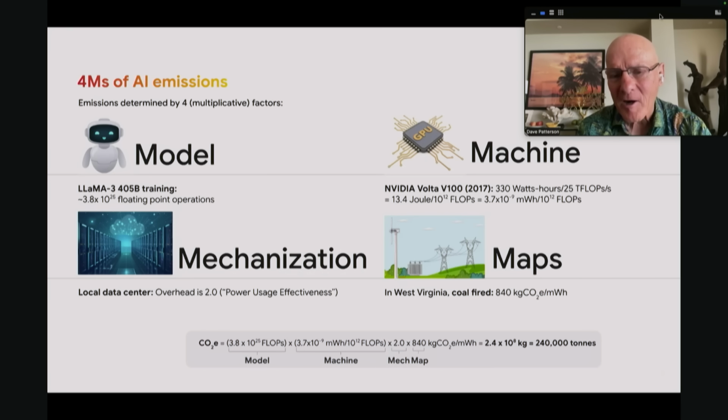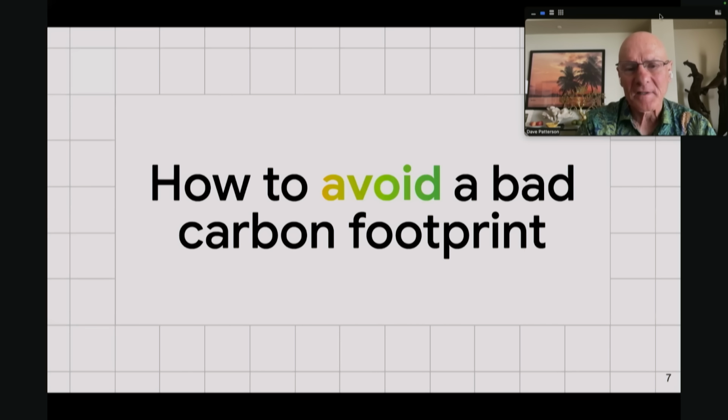Now we've got to turn that into carbon. If we want to make it really bad, let's go where they burn coal, like in West Virginia, and then we get the carbon out of that. When you multiply all 4 factors together, you get 240,000 tons, spelled British, which Americans call metric tons. So that's how much carbon emissions to train that Llama model using Voltas and common data centers.